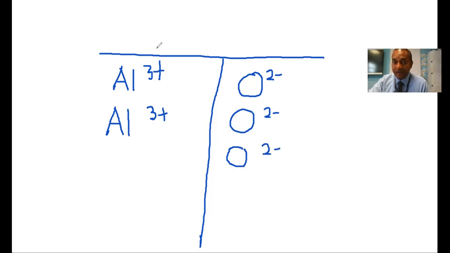Now, on my left I have 3 plus and 3 plus, which is 6 plus. On my right is 2 minus, 2 minus and 2 minus, which is 6 minus. Is it balanced? So what's the formula? I have 2 aluminium, so I write Al2. I have 3 oxygen, so I write O3. So this is how I find the formula of an ionic compound using the T method.